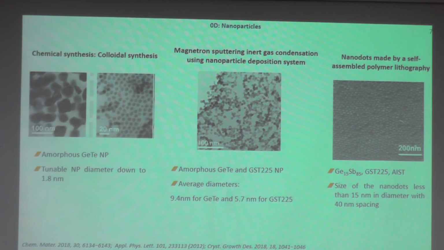These nanoparticles can be synthesized by different approaches. One is very simple and widely used. This is chemical synthesis, colloidal synthesis. Here you can produce amorphous germanium telluride nanoparticles with tunable nanoparticle diameter down to 1.8 nanometers. Also, you can use magnetron sputtering, inert gas condensation using a nanoparticle deposition system. This is a special system.